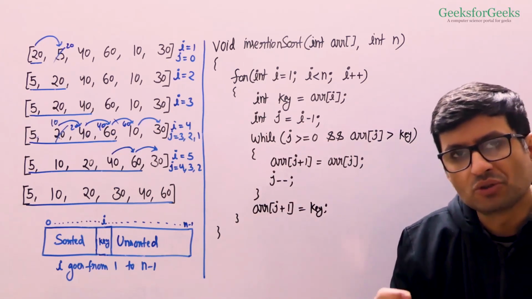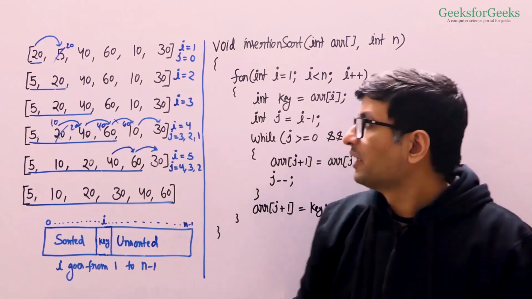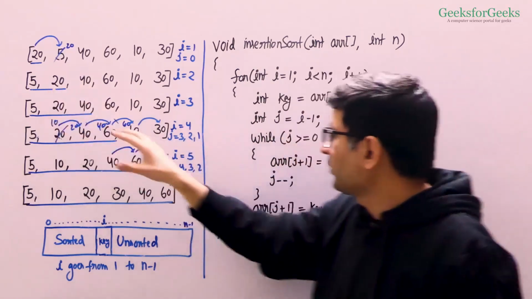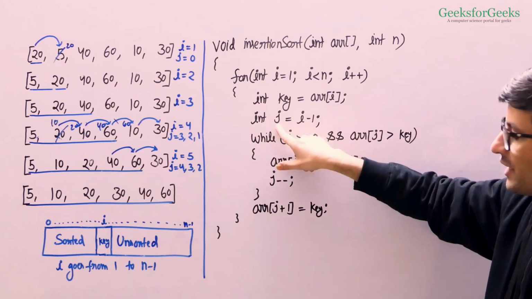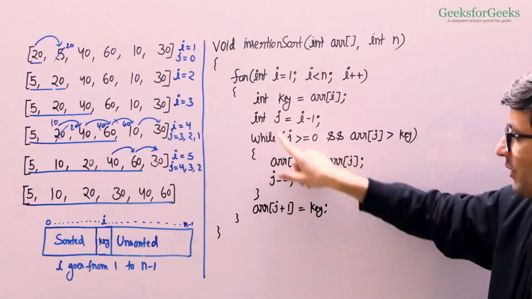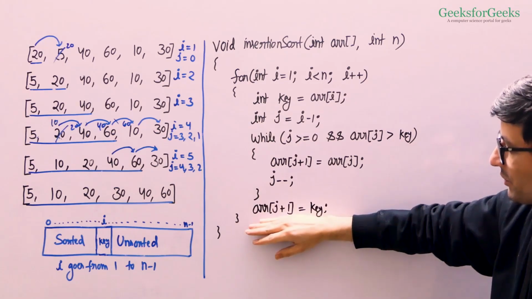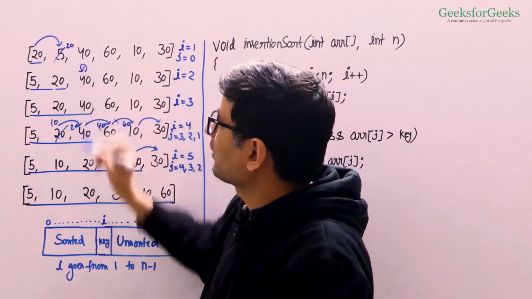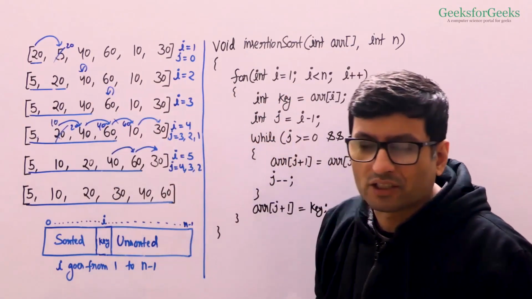Let's now quickly see those cases as well when array I is greater than left of it. See, for example, here 40 is greater than 20. So we don't go inside this loop. And what will happen in this case? See, j is I minus 1, right? And since we do not go inside this loop, we do array j plus 1 equal to key. So 40 is going to overwrite itself, right? Same thing will happen here. 60 is going to overwrite itself.